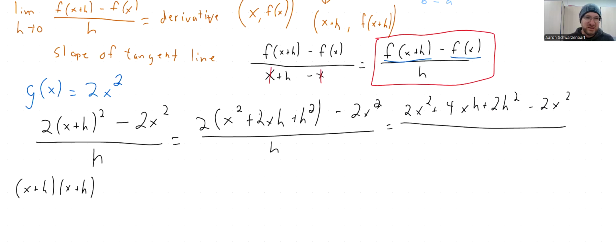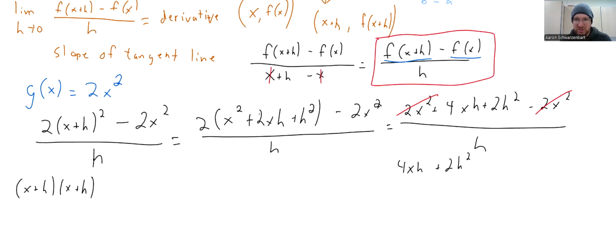Notice my first and last terms, 2x squared and negative 2x squared. Those add to 0, giving me 4xh plus 2h squared over h.